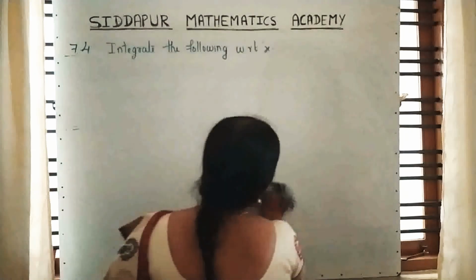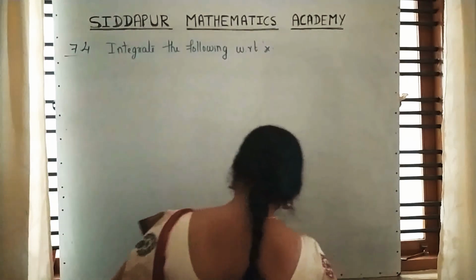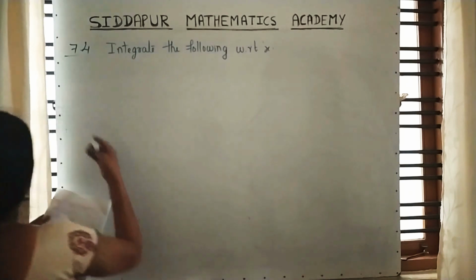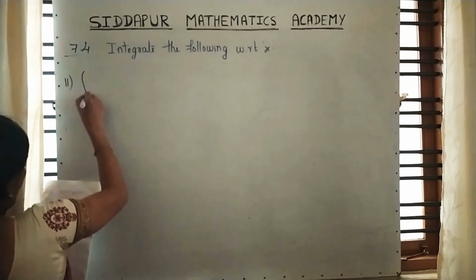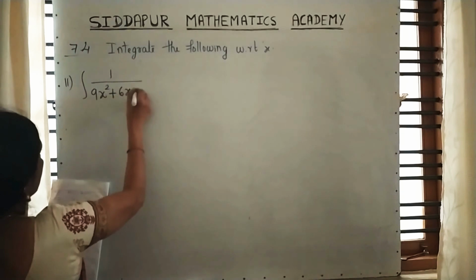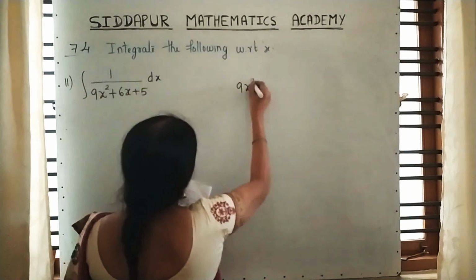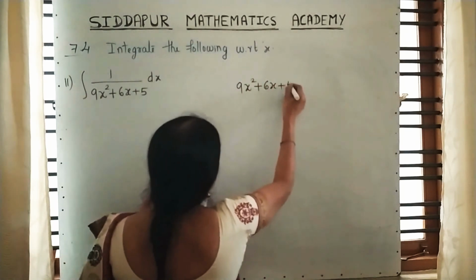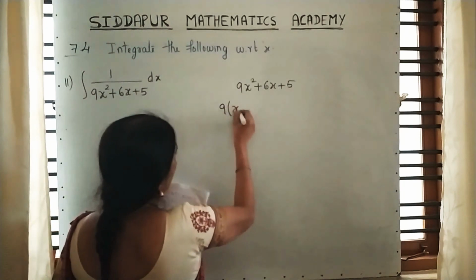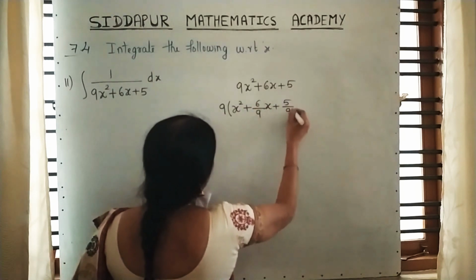Moving to the next question, that is question number 11. The integral of 1 upon 9x square plus 6x plus 5 into dx. On the side, write down 9x square plus 6x plus 5. The x square coefficient is 9, make it plus 1. So take 9 common: 9 times x square plus 6 by 9x plus 5 by 9.